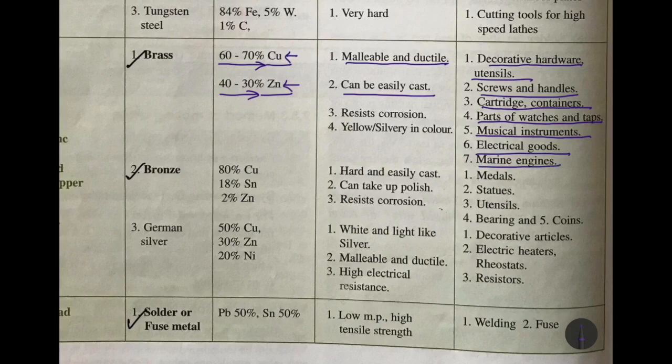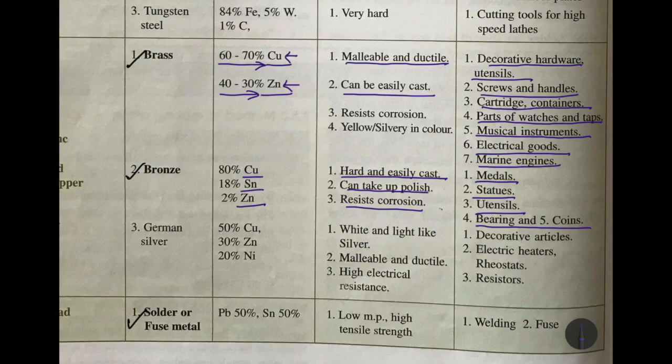The next alloy is bronze, which is made up of copper, tin and zinc. It is hard and easily cast, can take up polish, so it can become very shiny, and it resists corrosion. It does not get rusted easily. It is used in making medals, statues, utensils, bearings and coins. Bearings are very tiny wheels which are used for different purposes.